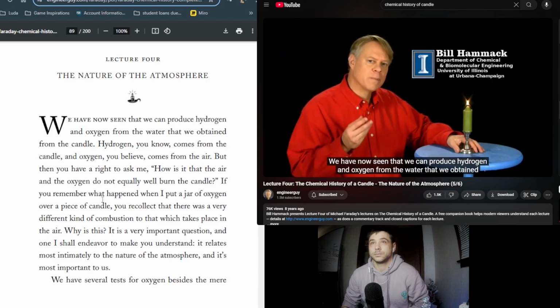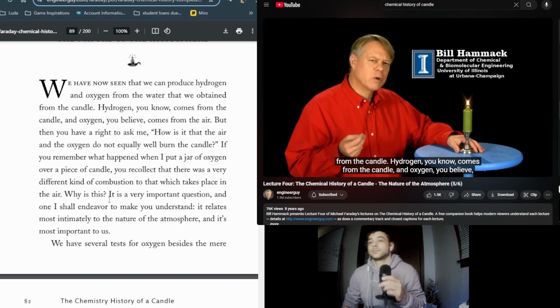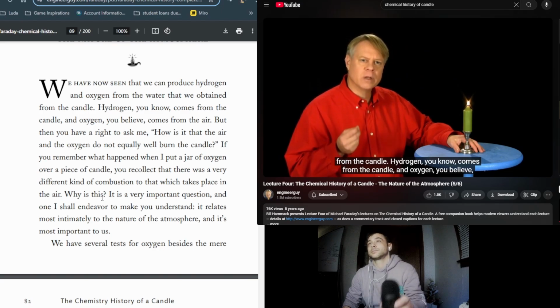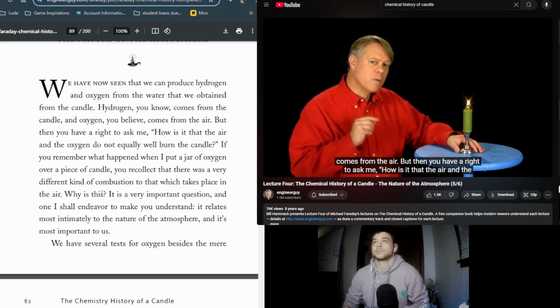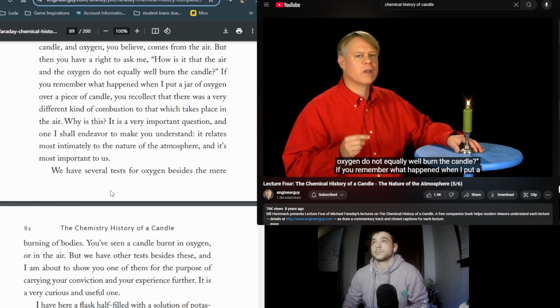We have now seen that we can produce hydrogen and oxygen from the water that we obtained from the candle. Hydrogen, you know, comes from the candle, and oxygen, you believe, comes from the air. But then you have a right to ask me, how is it that the air and the oxygen do not equally well burn the candle?